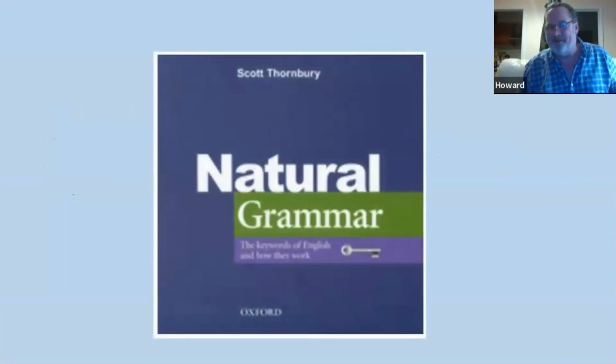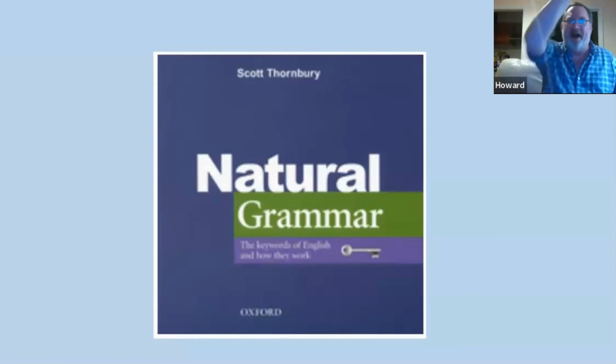I think it's still in print, but I may be wrong, called Natural Grammar by Scott Thornbury. In it, he takes, I think, 200 of what he describes as keywords of English, and just looks at the patterns that are commonly associated with them. It's a weird kind of grammar book because it's not present perfect, past perfect, present progressive. It's have, since. And it's just looking at a word and the ways that that word is commonly used.